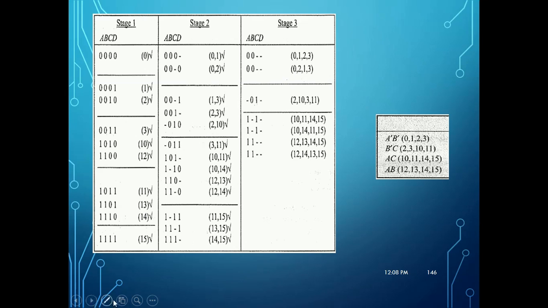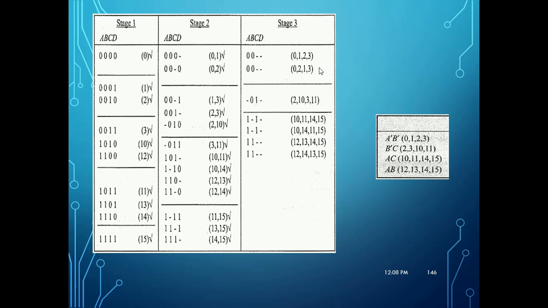So 0 1 2 3 has the variables a b c d, but a has 0 value and b also has 0 value, so that's why we write it as a bar b bar, and c d is dash dash, so we don't represent it in this particular chart. This happens for the next step also.